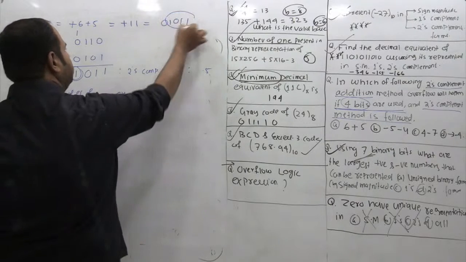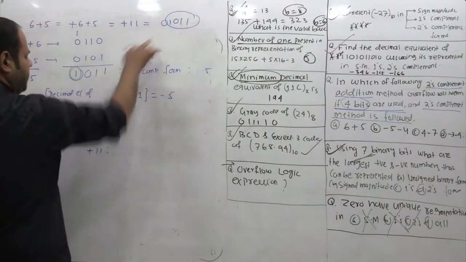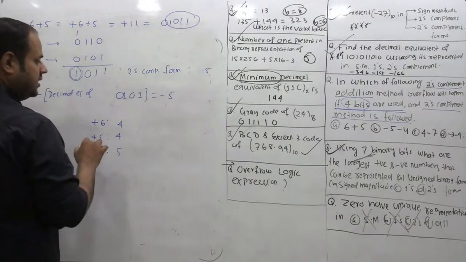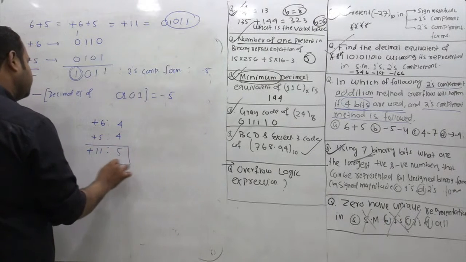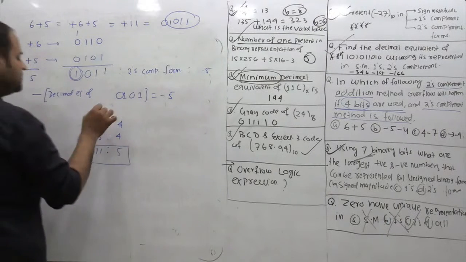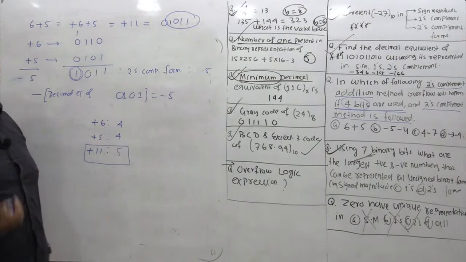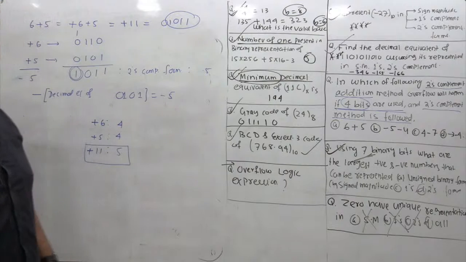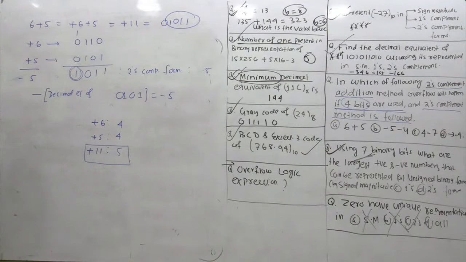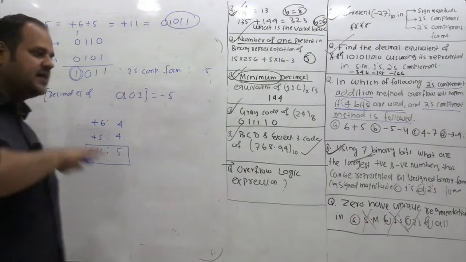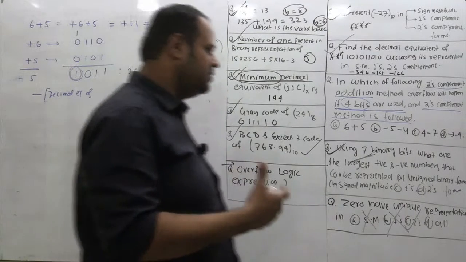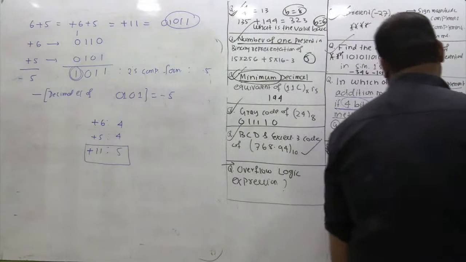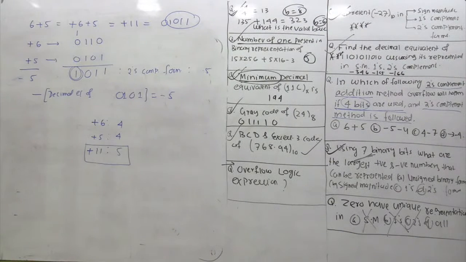For plus 11, how many bits are needed? For 11 you need 4 bits, and for the sign bit you need 1 more bit, so you need 5 bits here. Your expected answer requires at least 5 bits, but you are using 4 bits. Obviously 4 bits will not be enough to hold the corresponding 5-bit answer. That's why this is called overflow. In other words, the answer is overflowing; it is not able to be held in that particular number of bits.